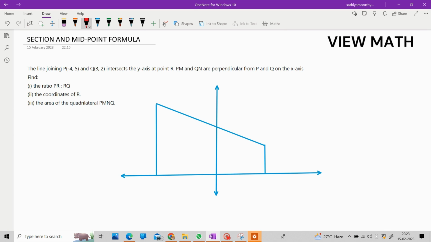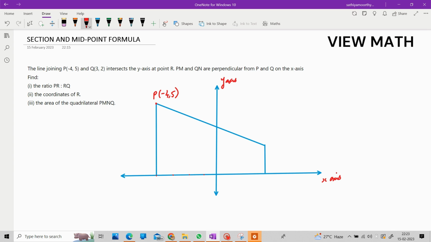The line joining P and Q intersects the y-axis at the point R. So this is the P point, (-4, 5). So minus 1, minus 2, minus 3 and minus 4. Minus 4, 5 on the y-axis. This is the y-axis, so on the y-axis 5 units they are taking. This is my x-axis. So P is (-4, 5).